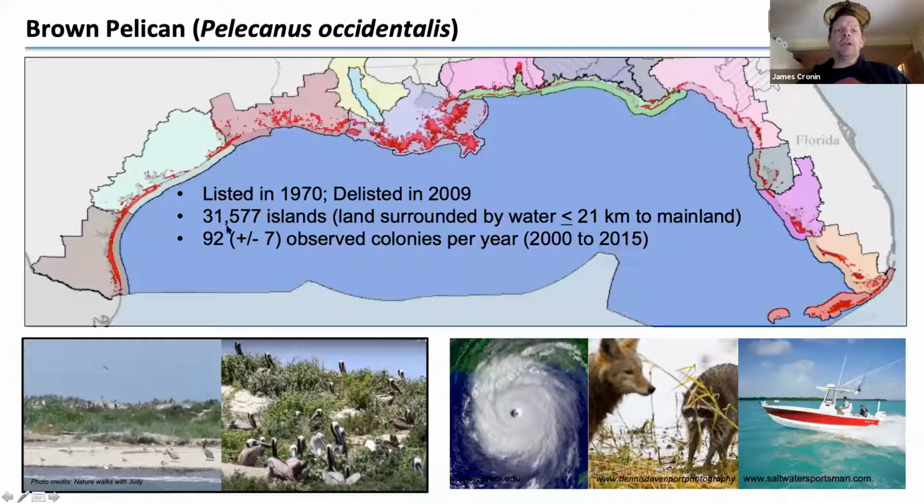Pelicans form breeding colonies on a limited number of islands, at least in the northern Gulf of Mexico. For example, we identified 31,577 islands, which we defined as land that's surrounded by water that is less than 21 kilometers to the mainland. And of all those islands, on average, there are about 92 plus or minus 7 observed colonies per year. And this is just based on data between 2000 and 2015.